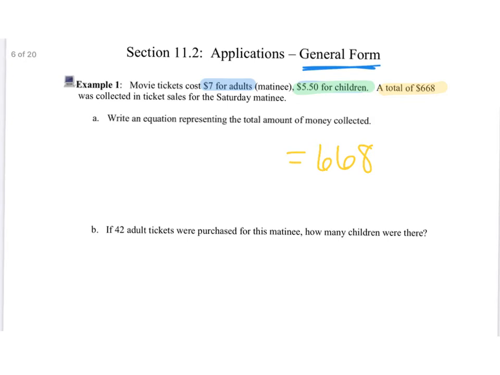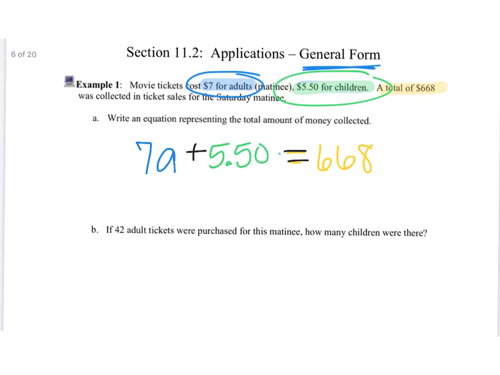Now that $668 was a collection of money that was paid for adult movie tickets and money that was paid for children's movie tickets. We don't know how many of either they sold. So I can create an equation from this with the idea that every adult ticket sold was $7 and every child's ticket that was sold was $5.50. So that means $7 per adult plus $5.50 per child's ticket had to equal $668 total.